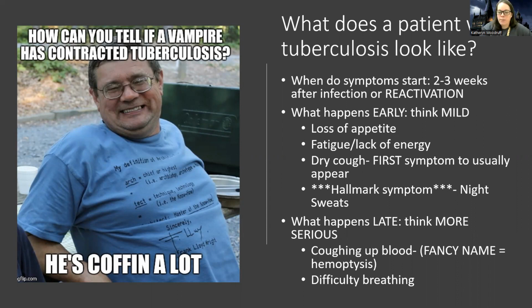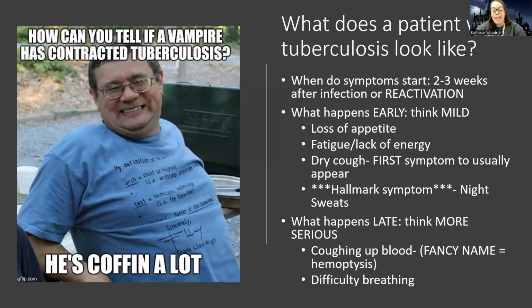So the early symptoms these patients usually have, and anytime you think of early symptoms, you always want to think of mild symptoms, things that aren't as serious. You're going to look at things like loss of appetite, fatigue, or lack of energy. They may have a dry cough, which is usually that first symptom to appear, kind of a prolonged dry cough. But the hallmark symptom that usually differentiates this from others is night sweats. This tends to be more specific to tuberculosis. But you can see they have a lot of similar symptoms to other disorders, so you always want to look for what are those things that are different.